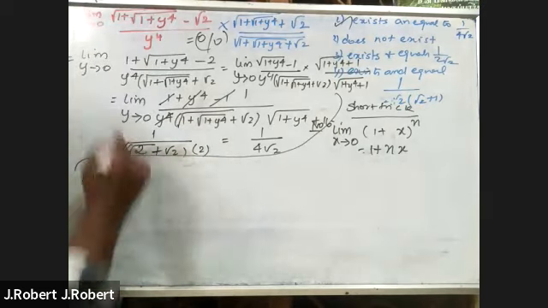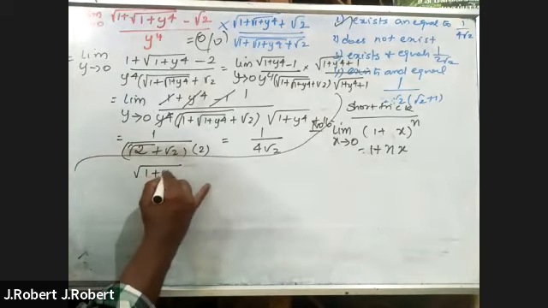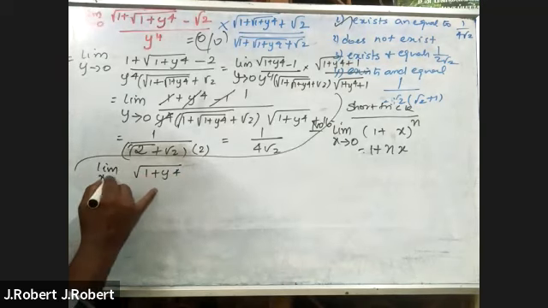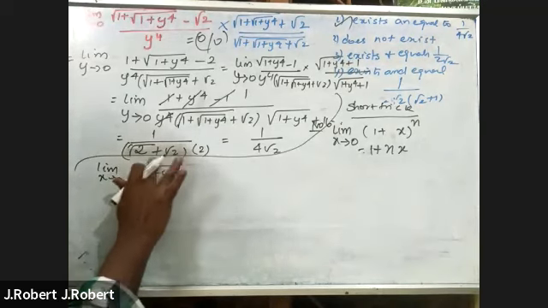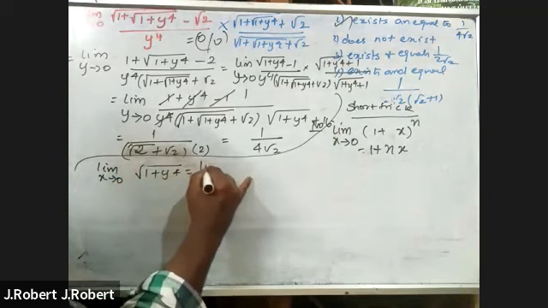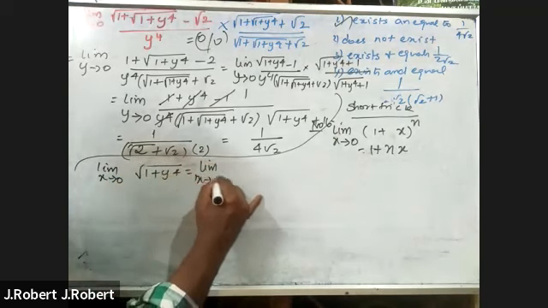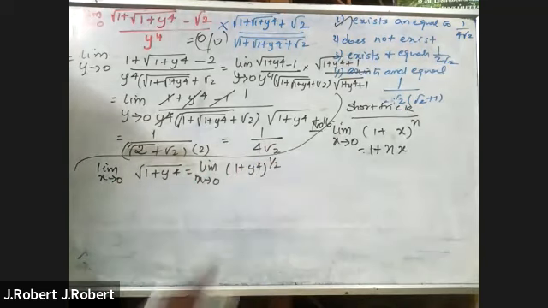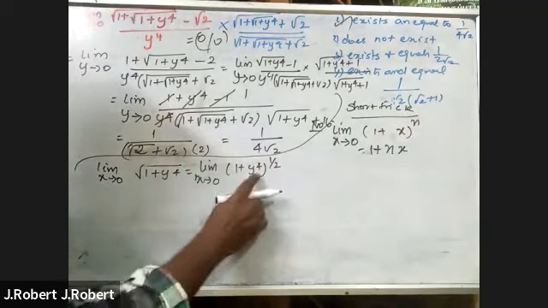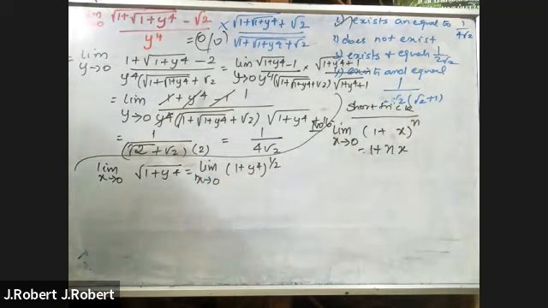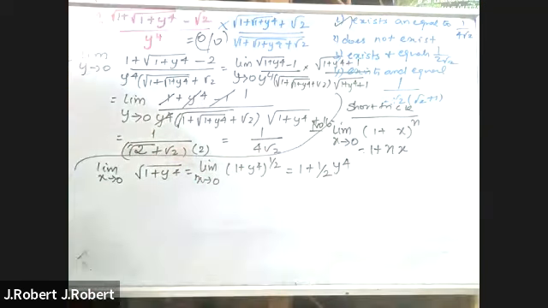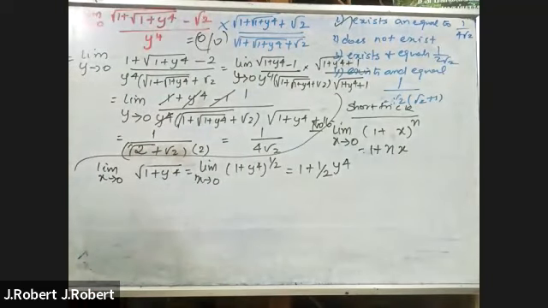First consider the square root of 1 plus y power 4, as the limit tends to 0. You can write the root of 1 plus y power 4 as (1 plus y power 4) whole power 1 by 2. Your n is 1 by 2 and your x is y power 4. Using the formula, I can write this as 1 plus 1 by 2 y power 4.